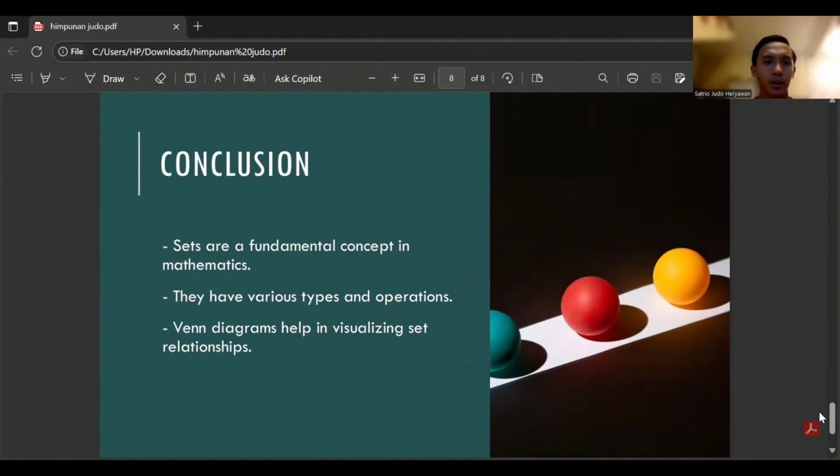Okay, last slide. Conclusion. Sets are a fundamental concept in mathematics. They have various types and operations. Venn diagrams help in visualizing set relationships. Terima kasih. Thank you.